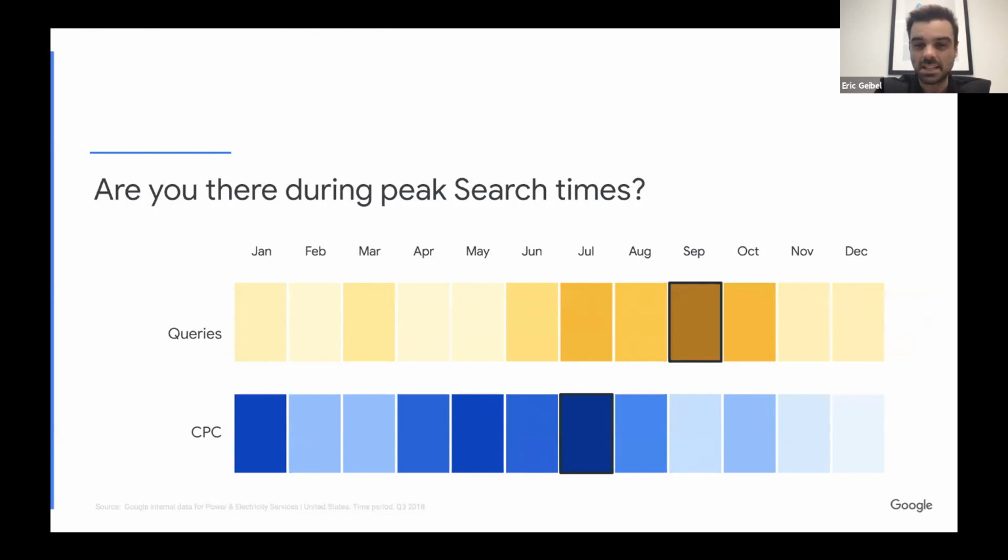The CPC is basically the cost per click, so how competitive it is to play in the Google auction on Google search. And what we want to do is work with you and educate you on your specific energy and utility company to allocate ads budget based upon when people are searching for you, to ensure that you are always there, always relevant, and always showing up for your customers.